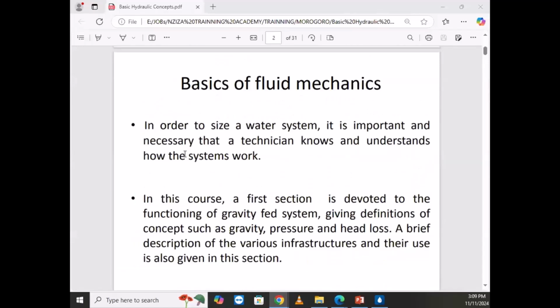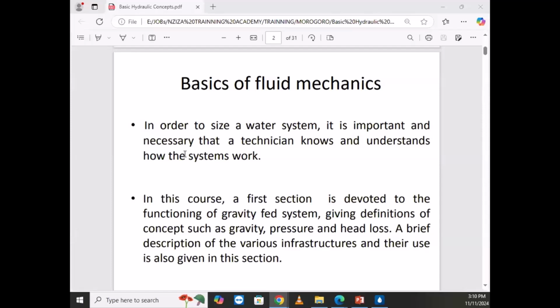Let's start with the basics of fluid mechanics. In order to size a water system, it is important and necessary that the technician knows and understands how the systems work. When you say how the systems work, this is very important because as you saw in the small system that we did, the important thing is just to know how the system is working, where water is coming from, the infrastructures that you have, and how you're going to model.